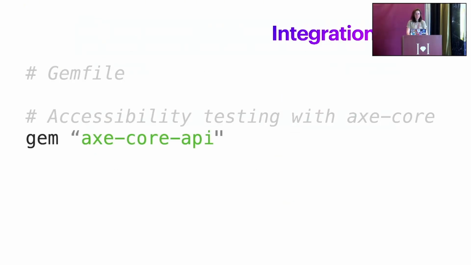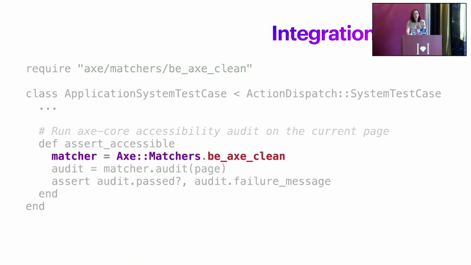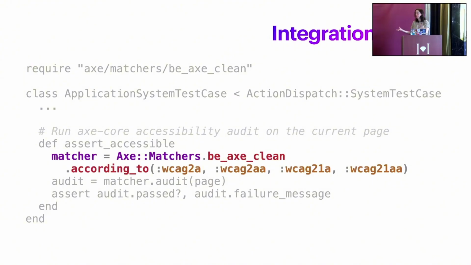So how did I set that up? I added the gem on the Gemfile in the test group, and on our application system test case, I added a helper method here, so I don't have to repeat the code. It's very simple. You get the matcher from the Axe Core API library. You initialize the matcher. Here, I want to say that I've been running all the rules, but you can set it up according to the standards that you want to follow.